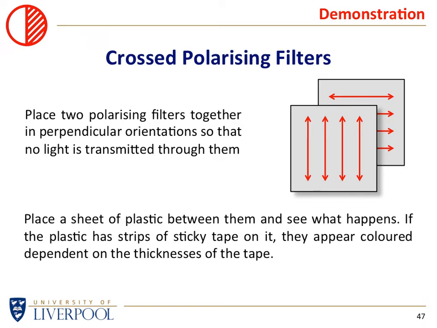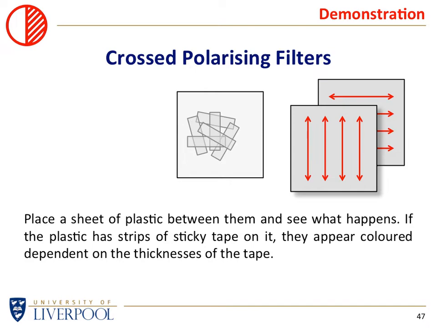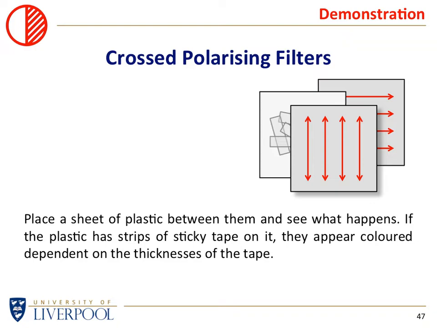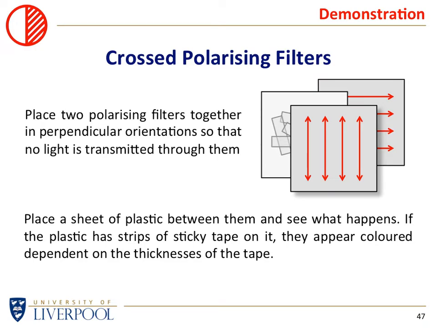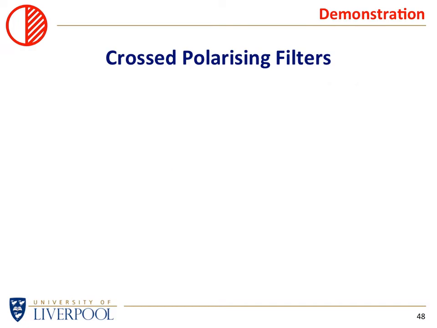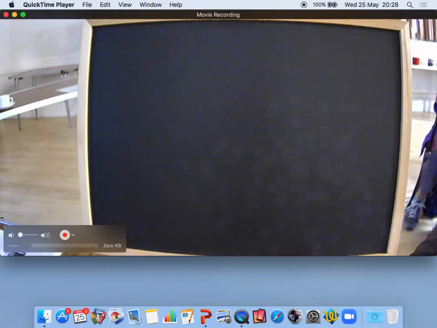But then we're going to say, right, okay, what happens if we now place a sheet of plastic in between those two polarizers? In other words, we're going to take a sheet of plastic which has got some sticky tape on it. The sticky tape is essentially transparent. There's nothing much going on there. But we place that in between two polarizers and say, what would we expect to see? If the polarizers are placed such that no light gets through, what difference can it possibly make if we put a piece of plastic in between them? So let's switch to the webcam and find out. So let me put the light on.